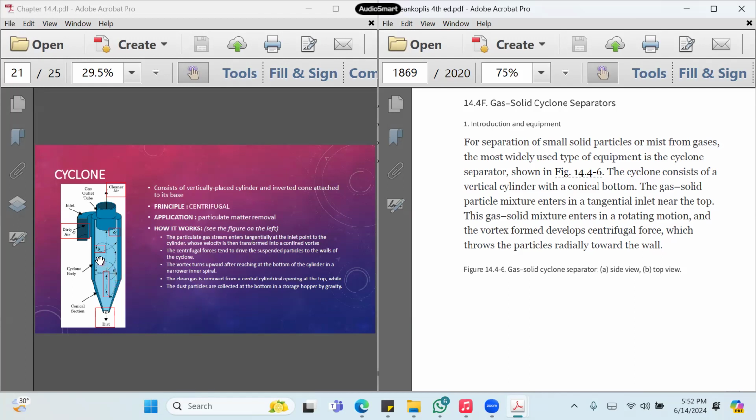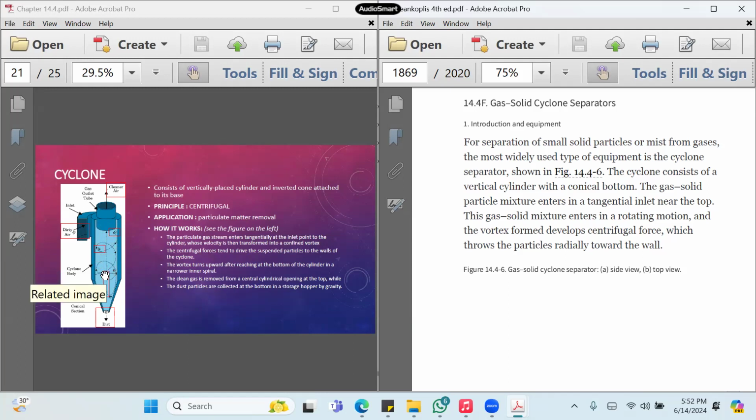Okay, so how does it work? We have dirty air, the gas with particulate matter, entering tangentially at the inlet point of the cylinder, and the velocity transforms the flow into a confined vortex. So that's why, as you can see, it becomes like a vortex.